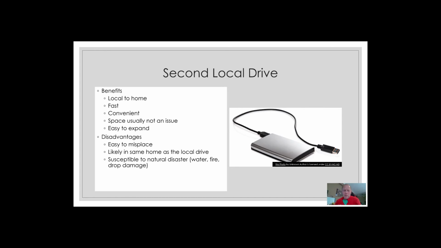It's also in the same place as your local drive, so there's susceptibility to water, fire, drop, and damage again. So if it's next to your computer and there's a small fire there, or there's a water leak, it's going to be susceptible to the same damage as your laptop if it's sitting right next to it.